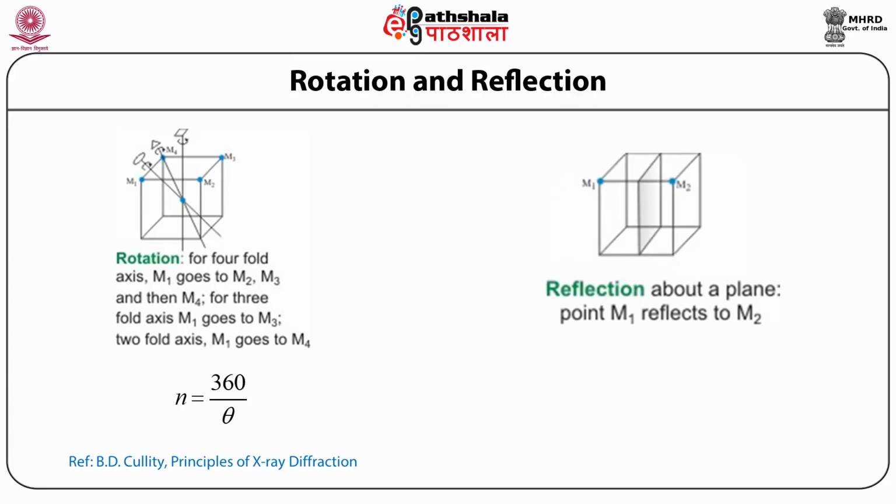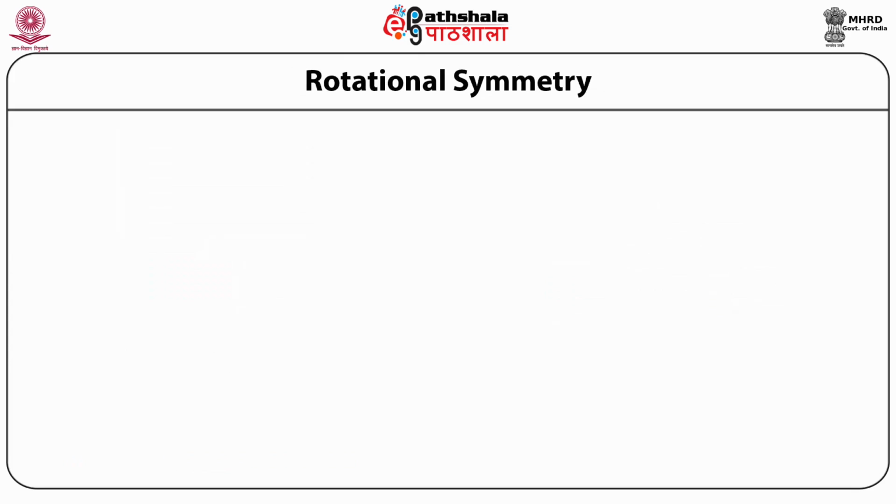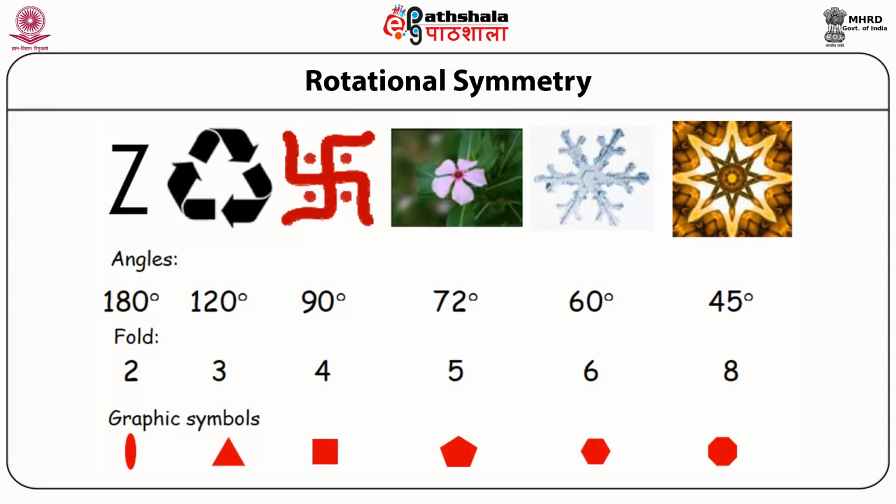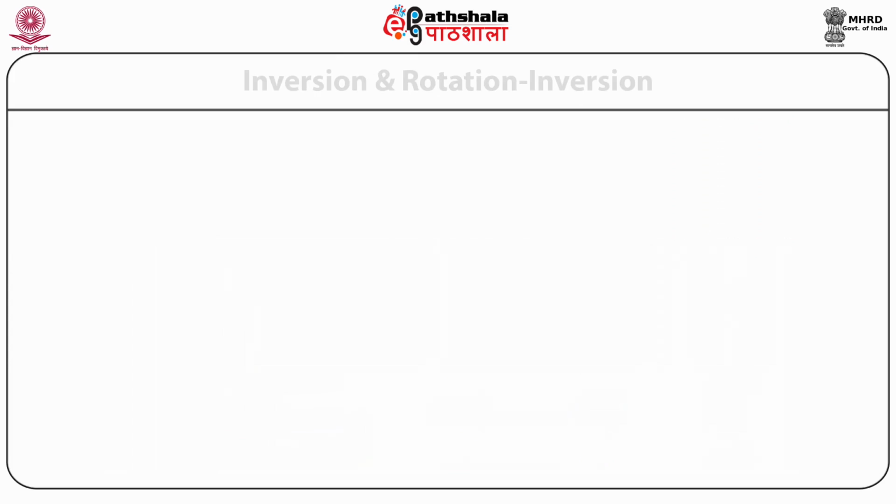Next is reflection. This kind of symmetry is about a plane. That is, if there is a mirror plane such that one half coincides with the other half as a mirror reflection. These are some examples of rotational symmetry along with the symbols which are generally used to depict the type of rotational symmetry element.